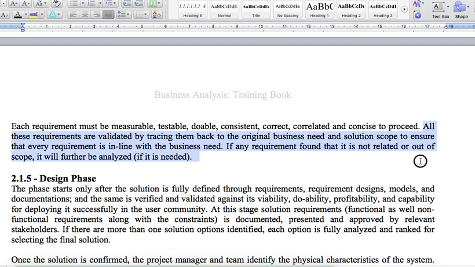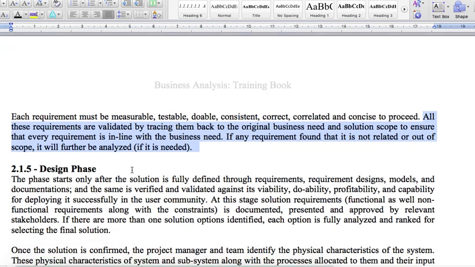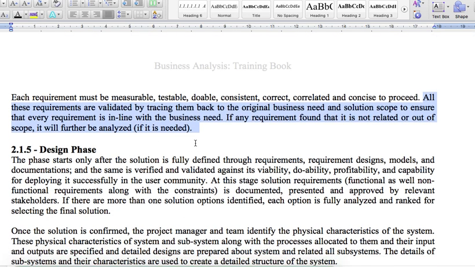All these requirements are validated by tracing them back to the original business need and solution scope, to ensure that every requirement is in line with the business need. This is nothing but validating the requirement. If any requirement is found to be not related or out of scope, it will be further analyzed to see if it is needed. So this is all about validating the requirement. In this paragraph, the first line primarily focuses on requirement verification, and the next two and a half lines focus on validating the requirement.